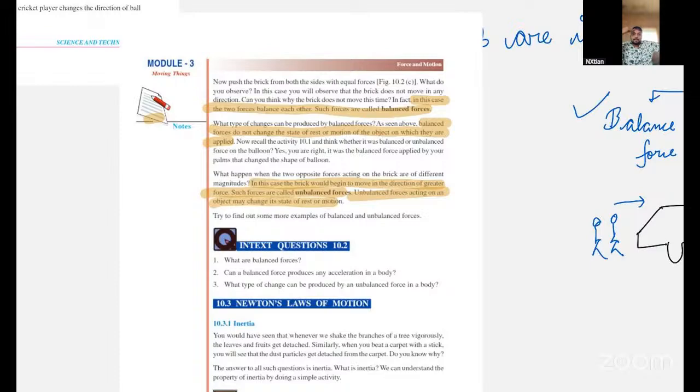Correct. So balanced force does not change the situation of the object, but the unbalanced force may. If the object is moving, it will become like.